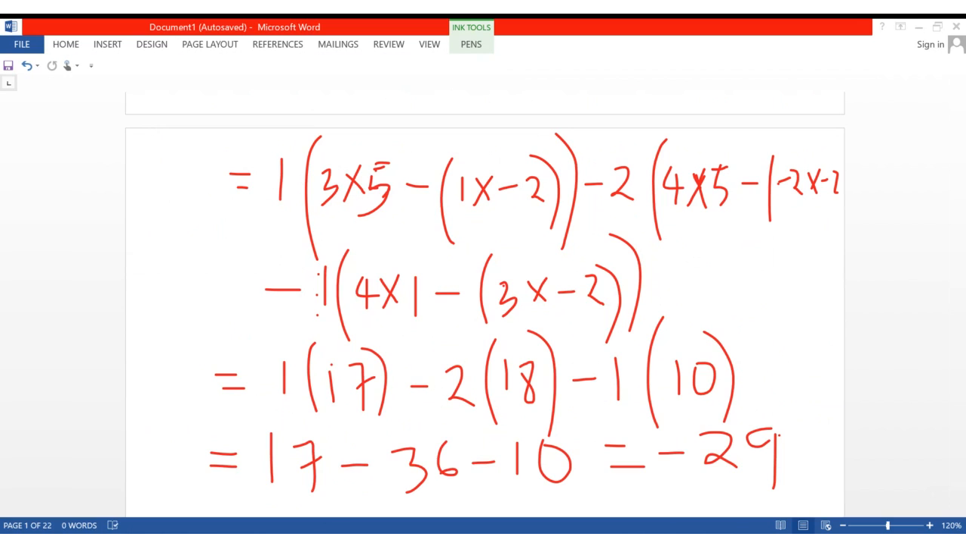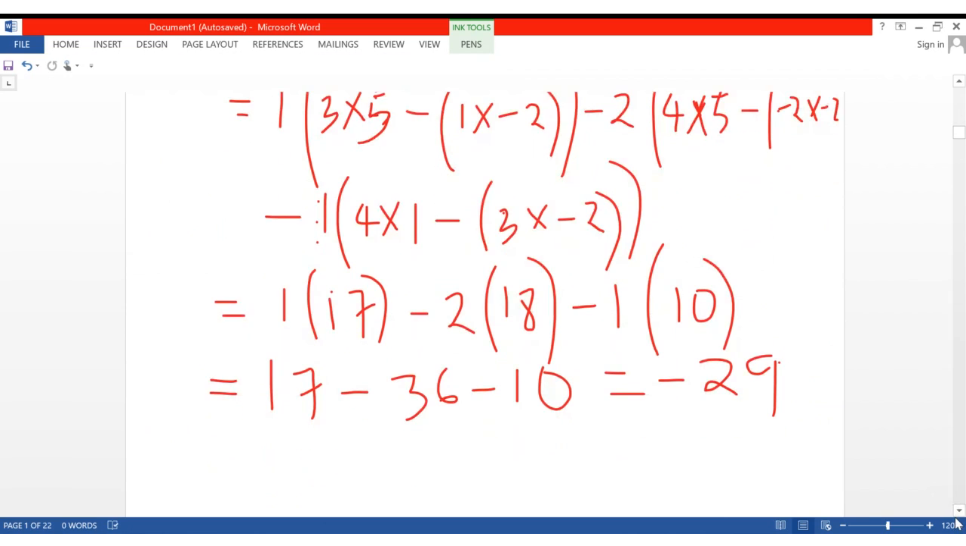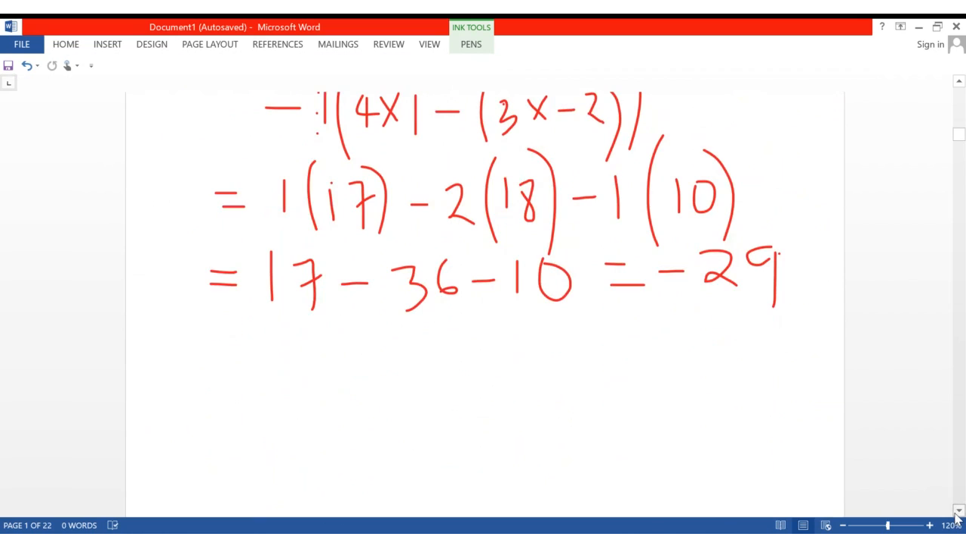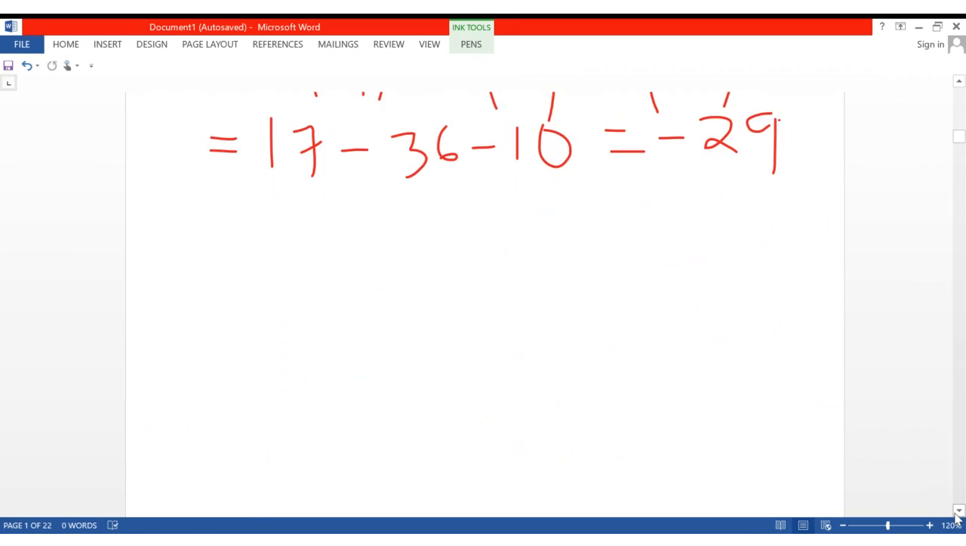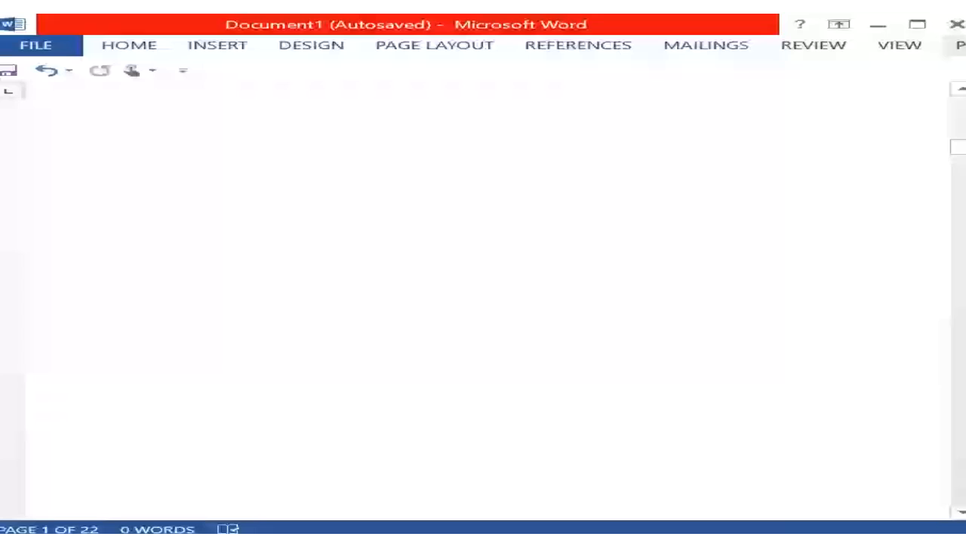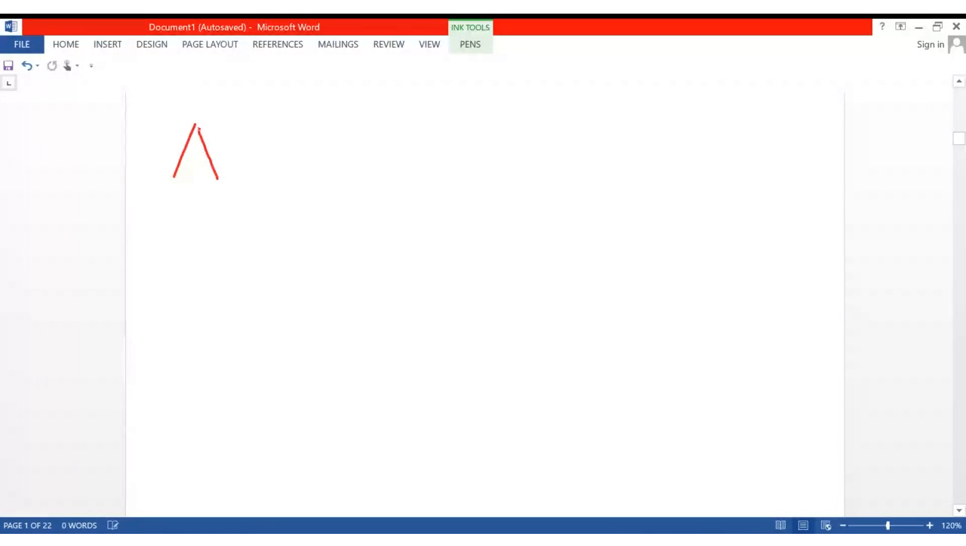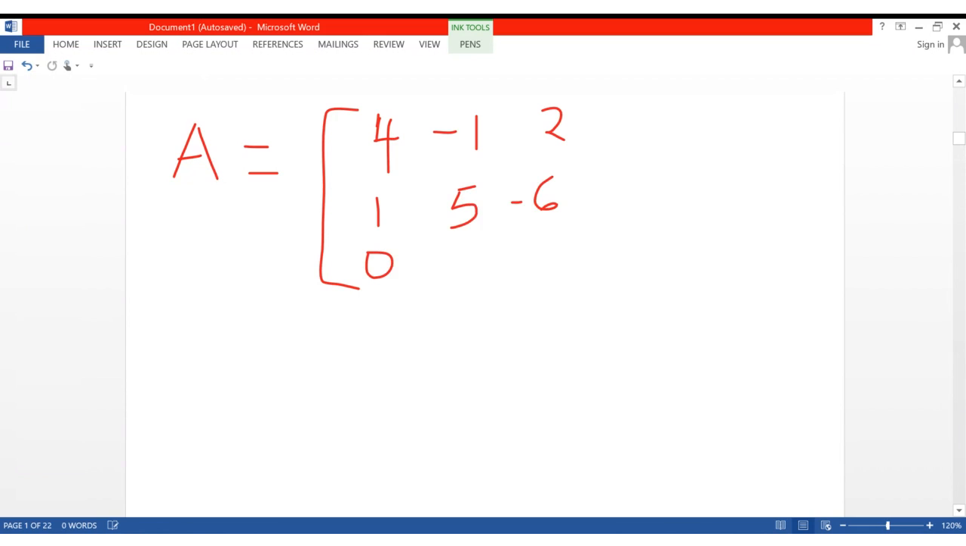So let's go to another example, the determinant of a 3 by 3 matrix. Given this matrix, our A is equal to 4, negative 1, 2, 1, 0, 5, negative 6, then 1, and then negative 2. We try the determinant of that matrix.